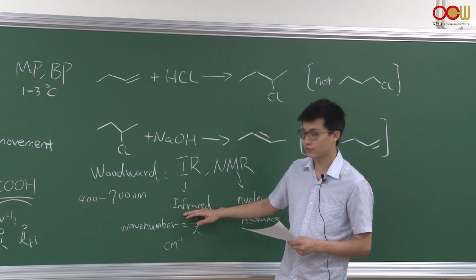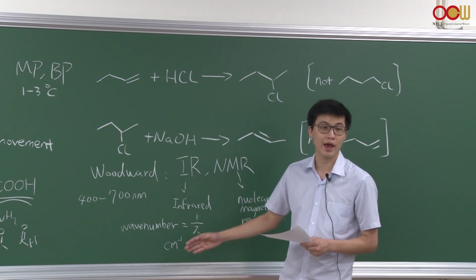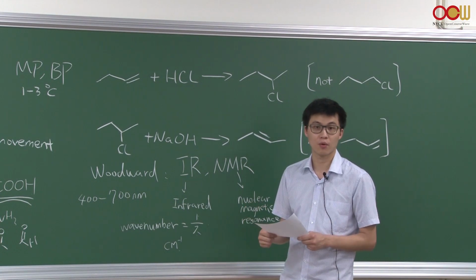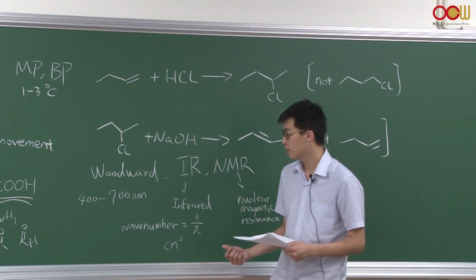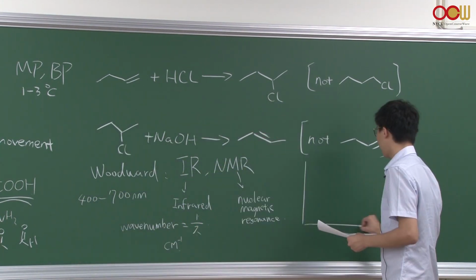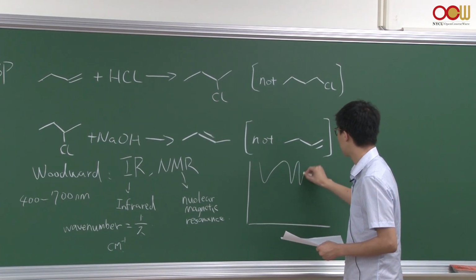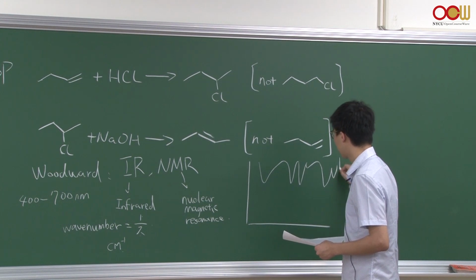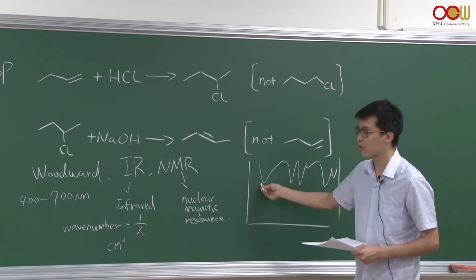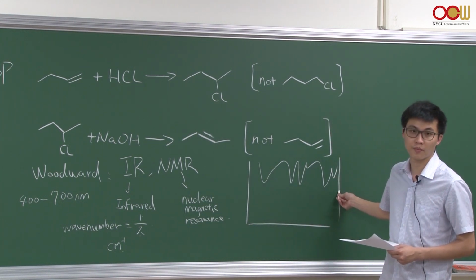Right? So in the end, when you shine infrared, you put your compound into this instrument, shine infrared light of different wavelengths, and look at how much is being absorbed or how much is being transmitted, you will end up with an IR plot that looks something like this. Okay, so this is just at different wavelengths where it absorbs.